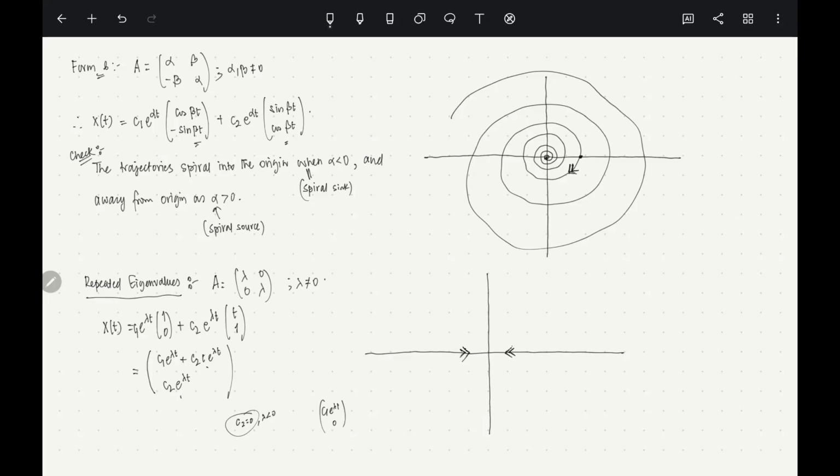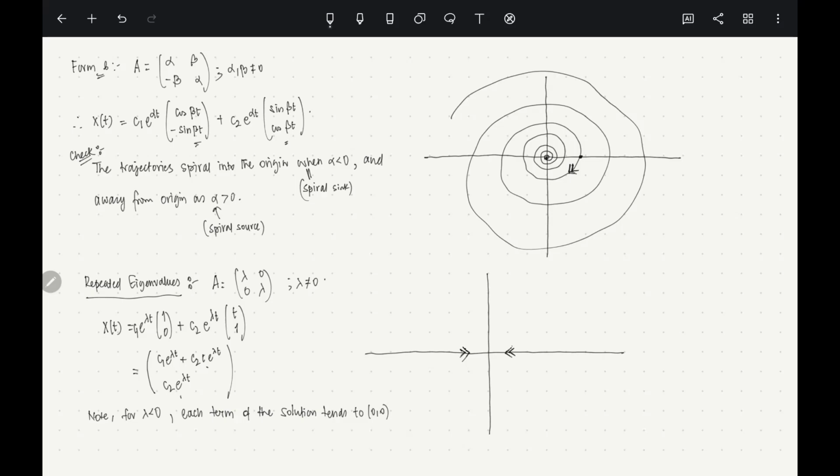I hope this is clear. Let me just write it down, otherwise you may get confused. So note, for lambda negative, every term of the solution tends to 0, right? Each term of the solution tends to 0 0.